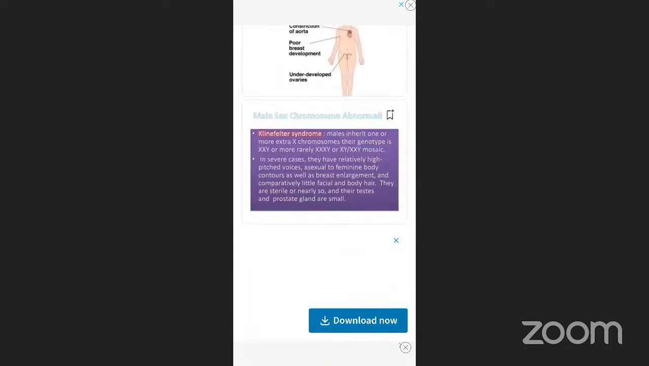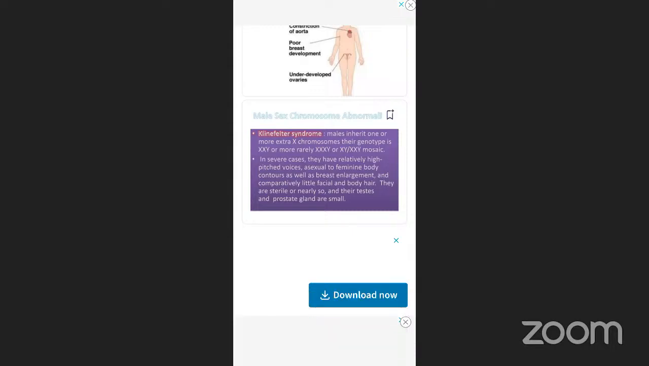Okay, next one is Klinefelter syndrome, which is also a male sex chromosome abnormality. Males inherit one or more extra X chromosomes. Their genotype is XXY, or rarely XXXY, or XY/XXY mosaic. Especially the X chromosome is doubled in Klinefelter syndrome.